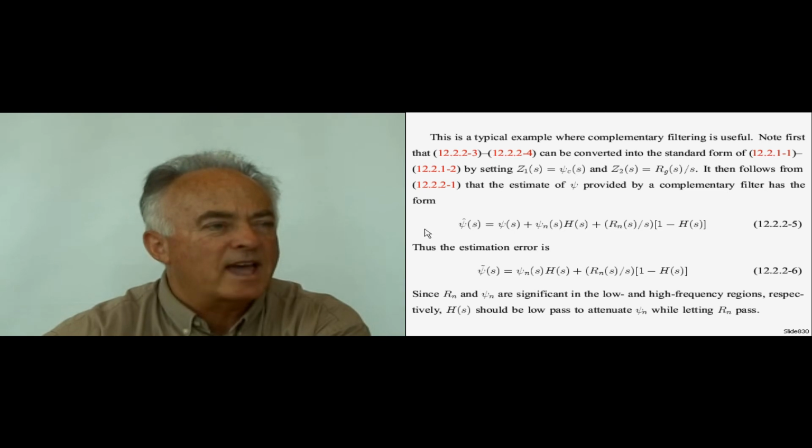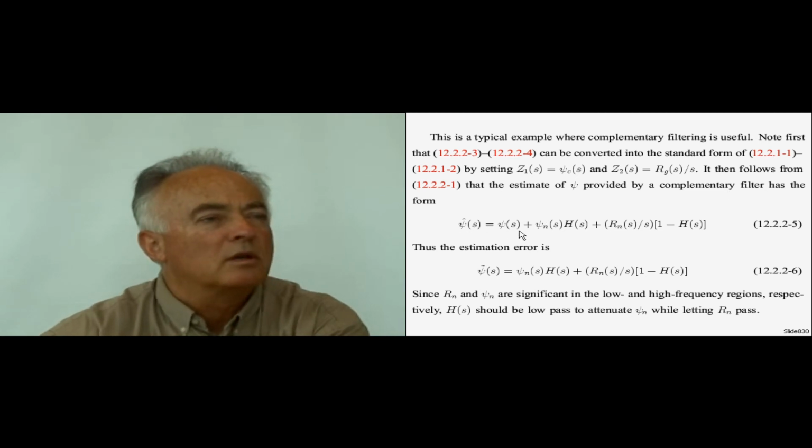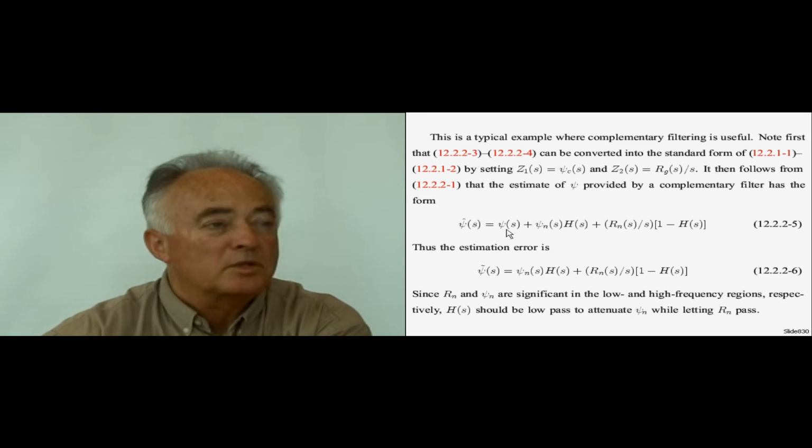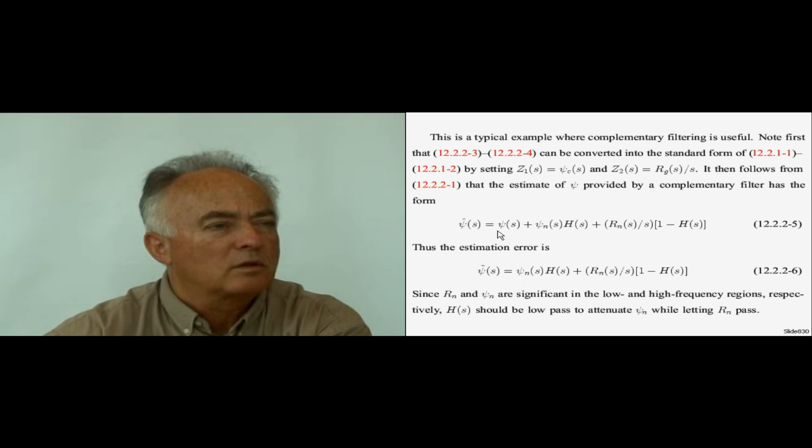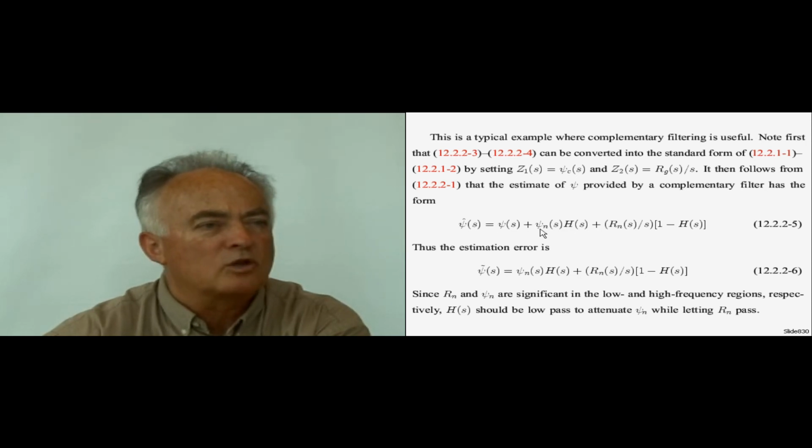So psi hat of s will be psi c(s), that's a heading, psi(s) plus psi n(s), multiplied by H. Parentheses are missing here; both of these are multiplied by H. And then the integrated version of the output from the gyro will be multiplied by 1 minus H.